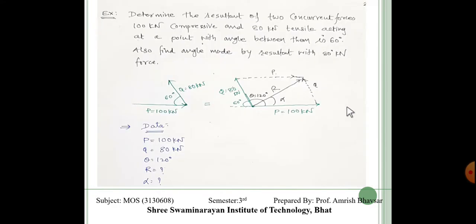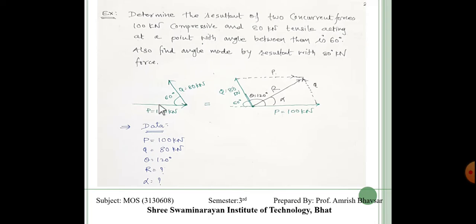Now example number 2: determine the resultant of two concurrent forces, 100 kilonewton compressive acting on this point, and 80 kilonewton tensile acting at the point, and the angle between them is 60°. So from here to 60°, our second force, the tensile force, that is Q, 80 kilonewton. Why is Q 80? Because it is the smaller force and the bigger force is P, that is 100 kilonewton.